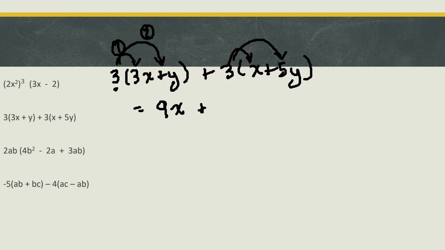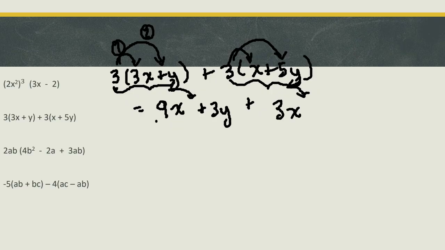This all comes down to here. That's where that all came from. But now I'm going to deal with this disaster over here. So I have a 3 times an x, so 3x, and then I have a 3 times a 5y, so this is arrow 3, 4. In arrow 3, I have a 3 times an x, which is 3x, and in arrow 4, I have 3 times 5y, which gives me positive 15y.